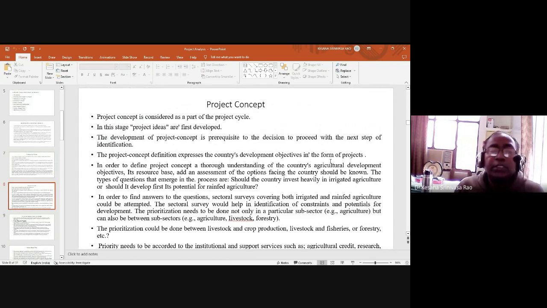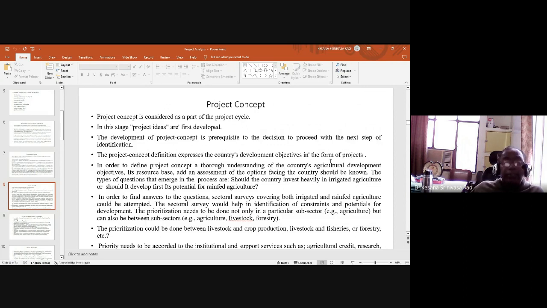Project concept is considered as a part of the project cycle. Project cycle means, as you know, a cyclical process. So if you can complete a project, the similar type of activities, time and again you can repeat those similar type of activities. That is called the cycle.